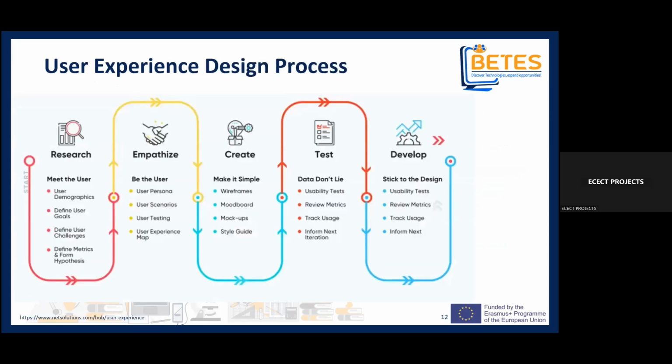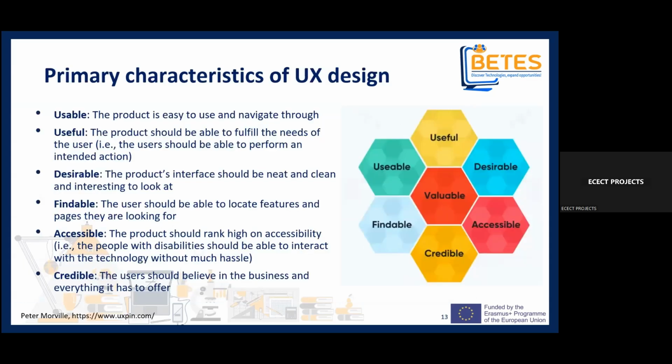This is another example of the process of user experience design. It's pretty much what I've covered before, but you meet the user, get the demographics, you empathize. Of course, you need to personalize with the user in order to get a more accurate product or a website, depending on what you're selling. You want to make it simple, of course. You want multiple tests, and you can have beta testing and so on, and then develop. And then you go back to research all the time. If you want to stay up to date, you have to do constant research.